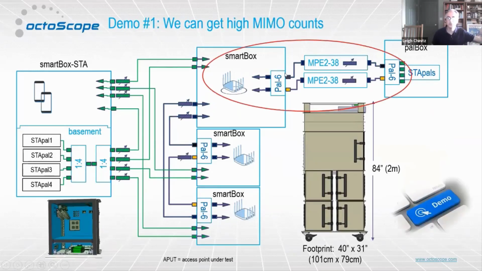So let's do the first demo, where we talk about the ability of a testbed like ours to get very high MIMO counts. I'm going to run traffic between an access point and a test endpoint, and show you what that looks like. Let me jump over.